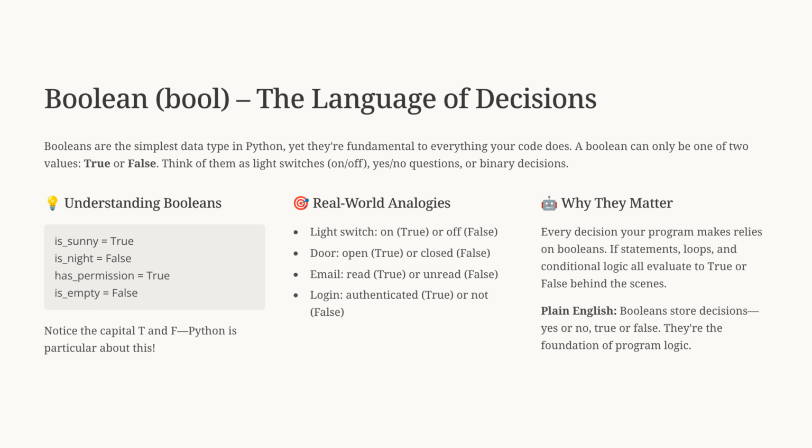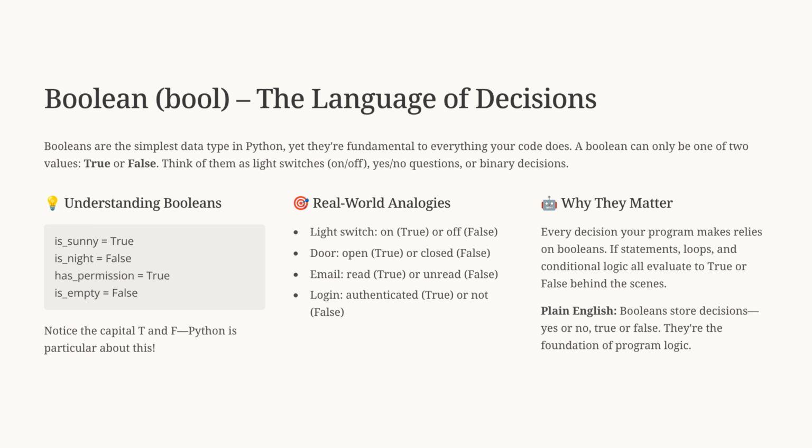Now, let's talk about Booleans, the data type that represents decisions, true or false. You can think of Booleans like switches that are either on or off. For example, is_sunny equals True? is_night equals False? has_permission equals True? And is_empty equals False? These are yes or no conditions.